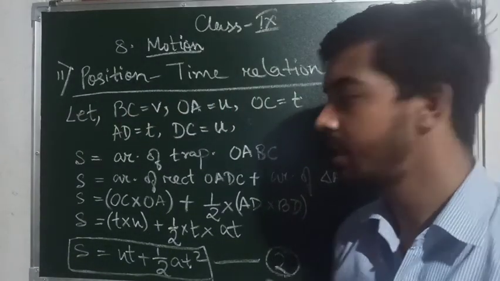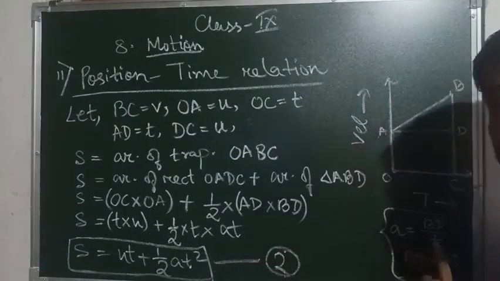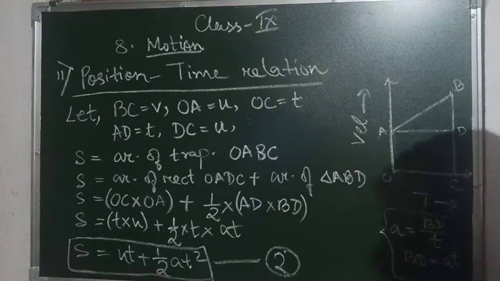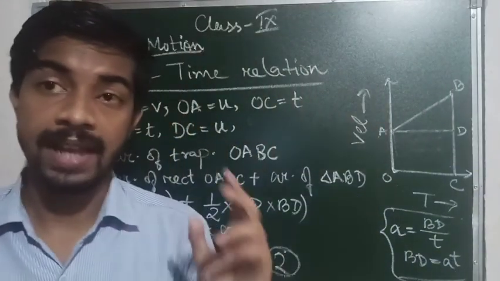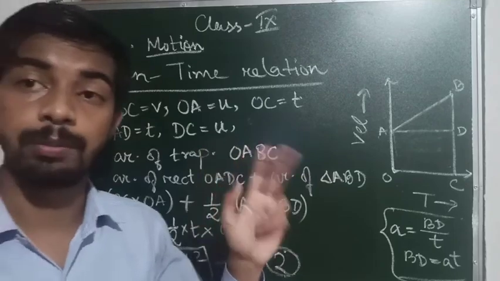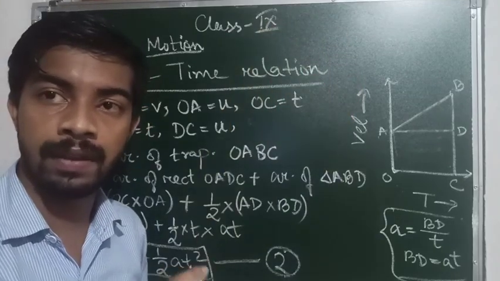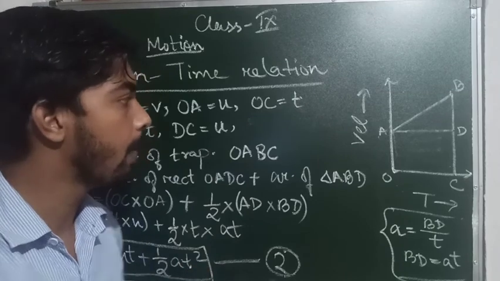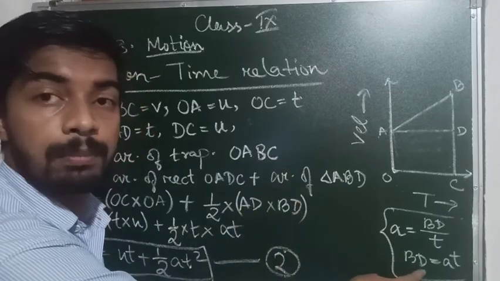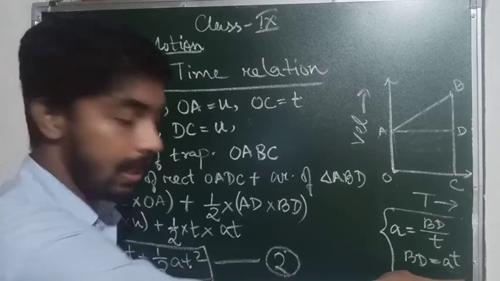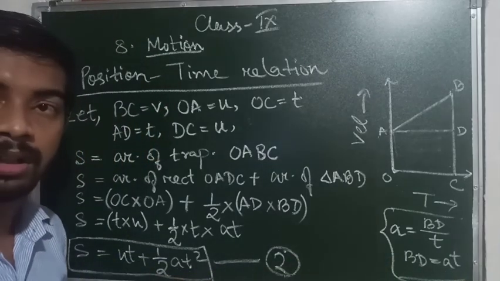So here the main thing you have to understand is using this BD. BD we have to take from the acceleration part, A equal to BD by OC, which we wrote previously in the earlier video. If you see, you'll find it there, it will be in your copy. So from there we will be using BD, so that we can get AT, and finally we can get half AT square. So this much was only for today.